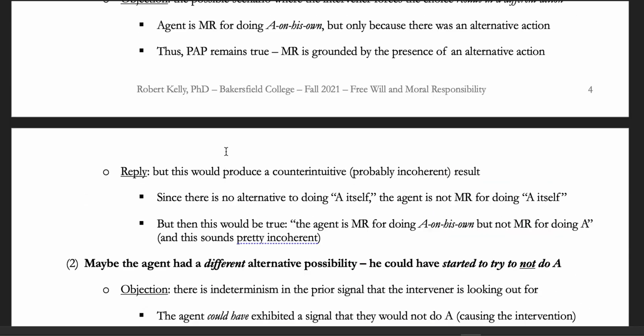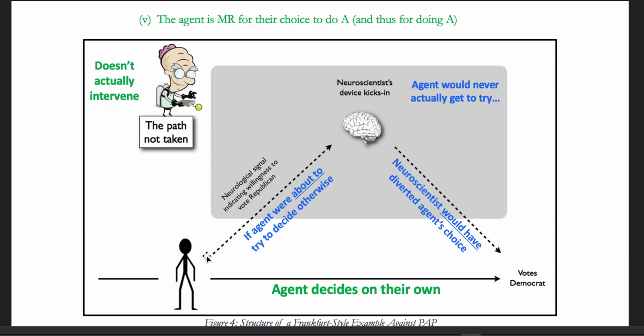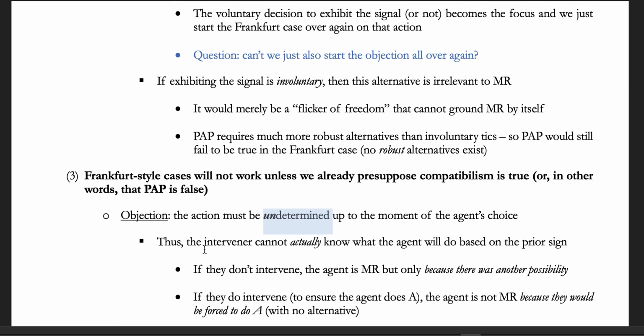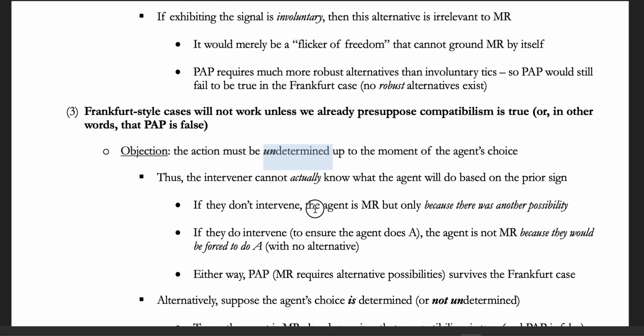The intervener cannot wait. That's kind of the point here. The intervener can't wait for the signal, because once the signal happens, then he's going to intervene and force it, and he's not responsible. And if he waits and the agent decides to do it, he doesn't know. He can't know beforehand because it's truly undetermined. So he can't wait. And so he has a choice. He's got to intervene before this decision, right? But if he doesn't intervene before that decision, then the agent can be responsible, but only because there was another possibility.